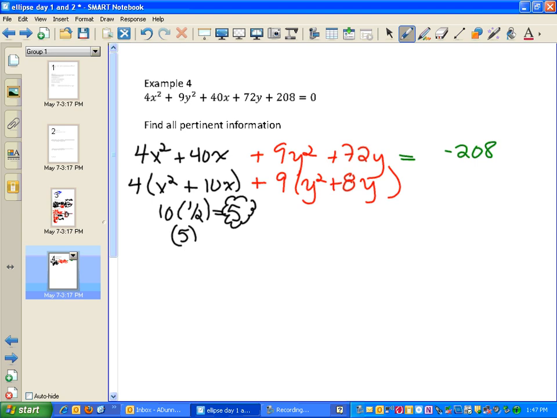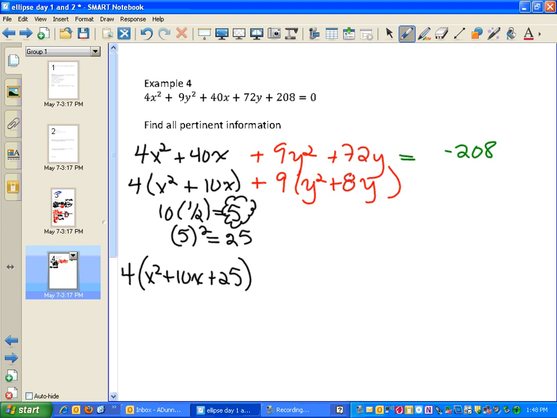Take the 5 and I get, now, hold on. I got a 4 here, and then I have x squared plus 10x plus 25, right? I just completed a square. Would you agree? What did I really add on that left side? In the parentheses, would you agree I added 25? But on that side, I added what? 100. I added a 4 times a 25, right?